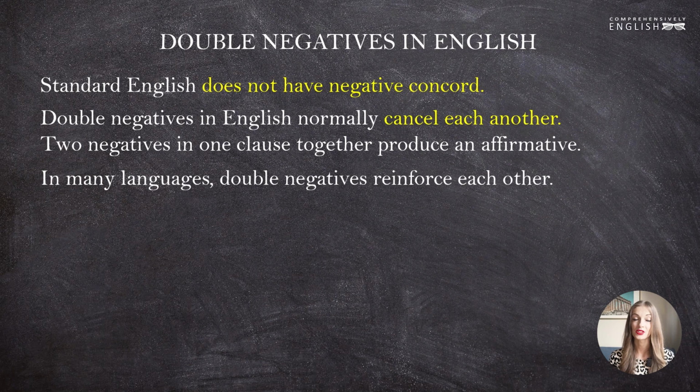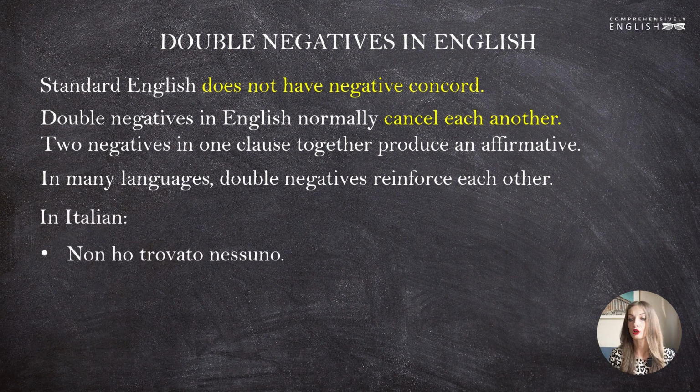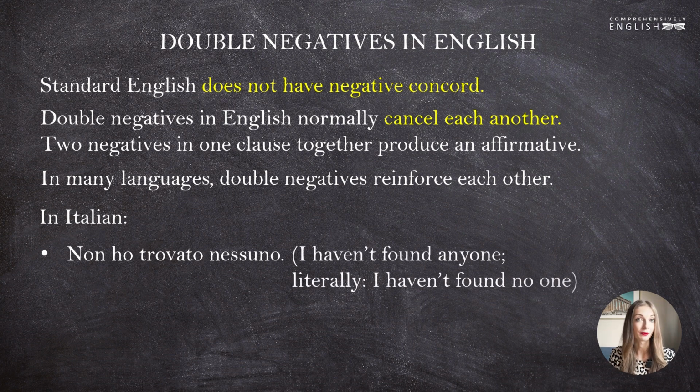In many languages, double negatives reinforce each other. It also happens in many English dialects, but not in Standard English. For example, in Italian, if you say non ho trovato nessuno, you get I haven't found anyone. So the sentence contains two negative elements, non and the pronoun nessuno, which corresponds to the English pronoun nobody. And this is what we typically say in Italian.